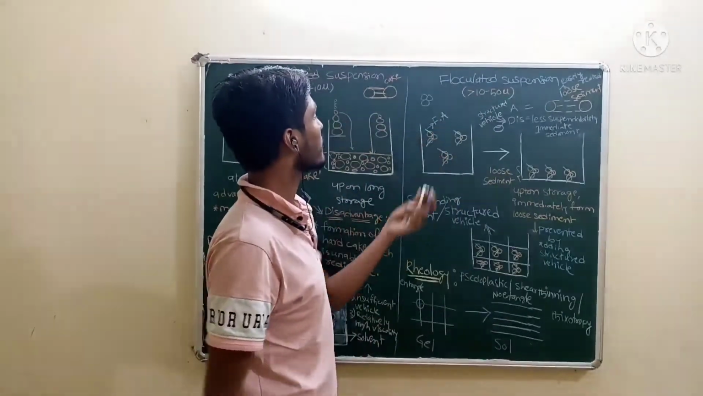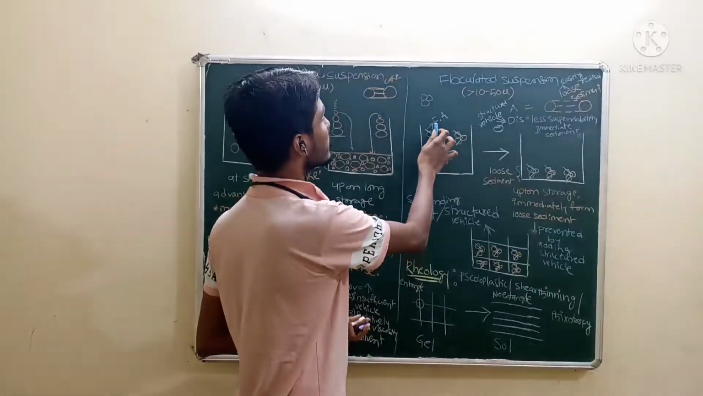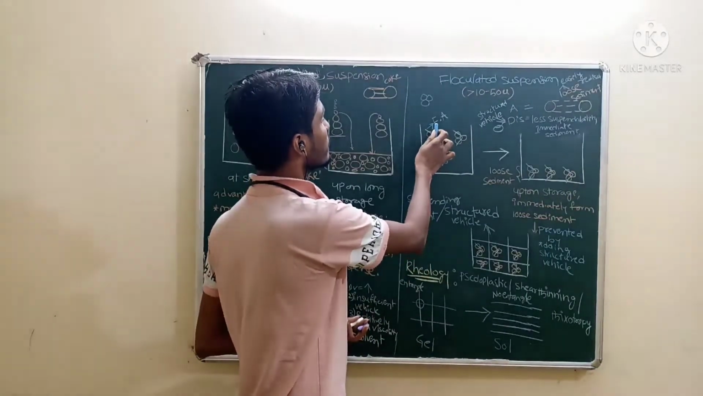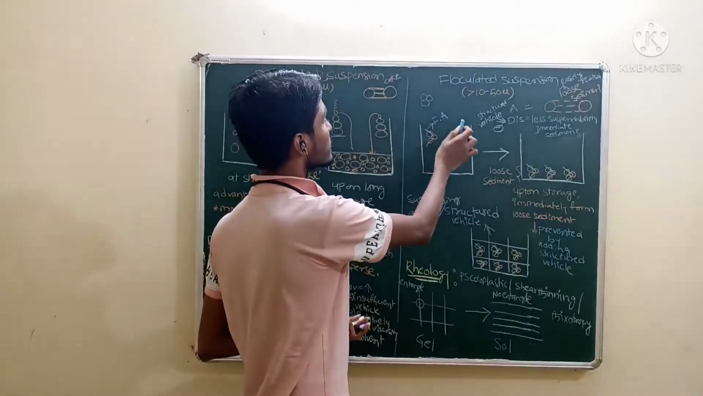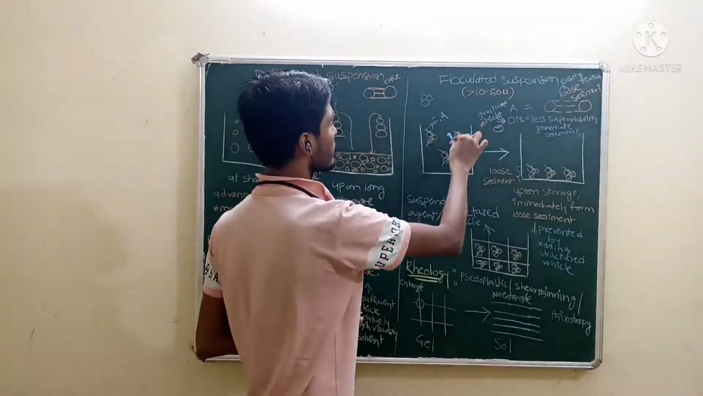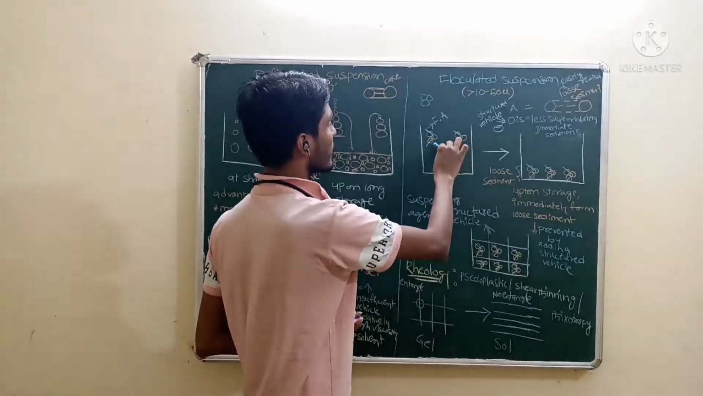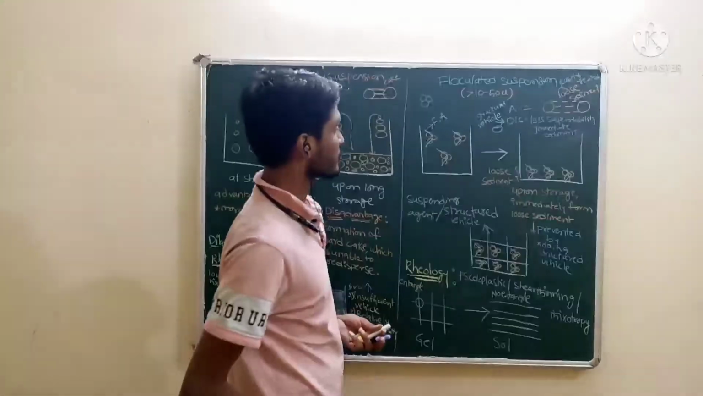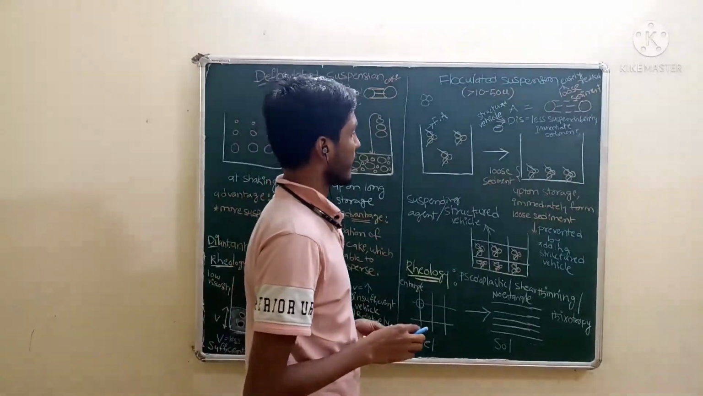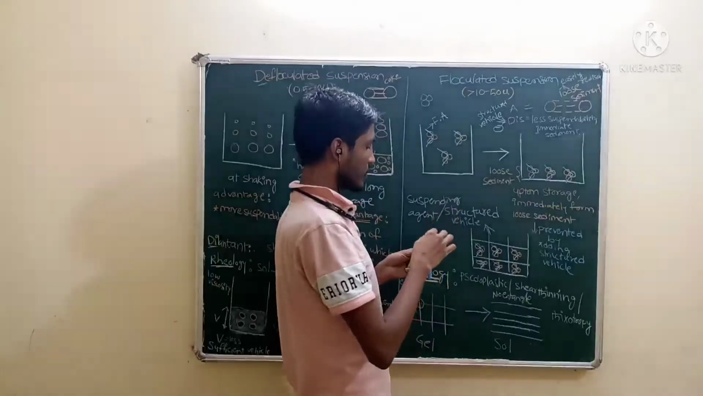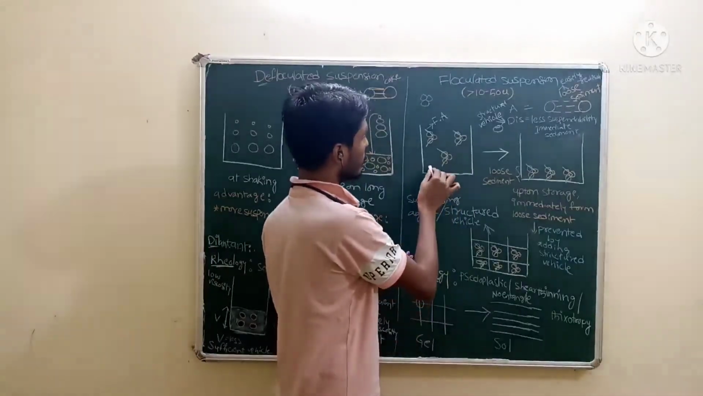Floccules are nothing but aggregates of particles. They are formed due to the presence of a flocculating agent. These are the flocculating agents. When you keep this system, the water is also there.